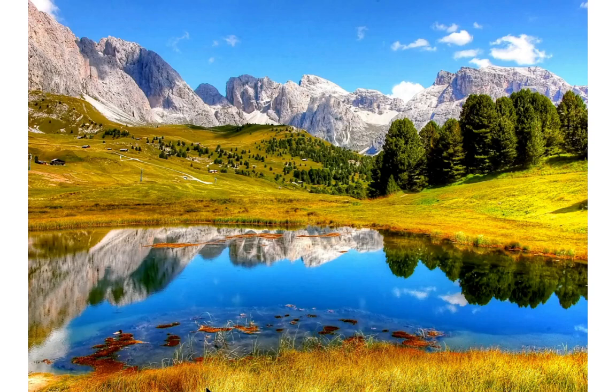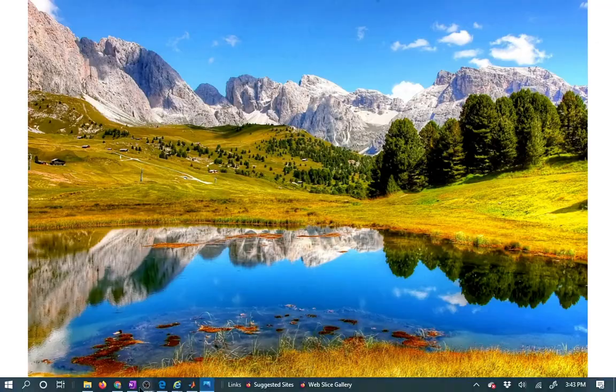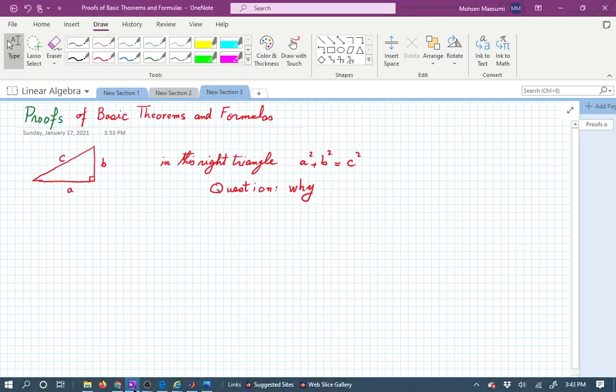Today we are going to talk about the idea of proofs. We introduced you to several formulas in the previous lecture. Today we are going to talk about where the formulas themselves come from. Let's go ahead and start this topic. So, proofs of basic theorems and formulas.